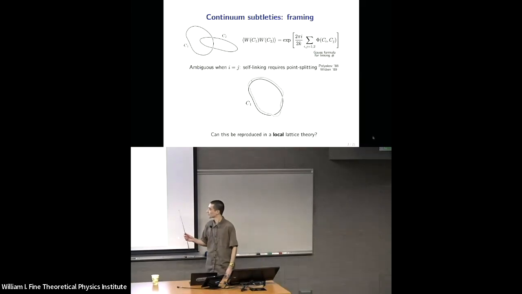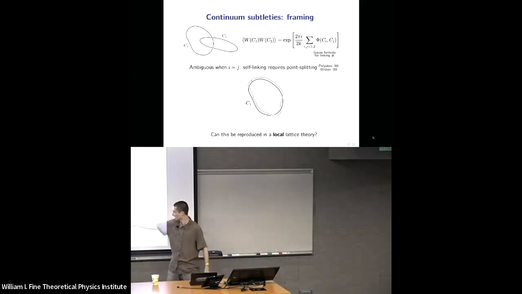The simplest correlation function we can look at in Chern-Simons theory is a 2-point function of Wilson loops. It's given in terms of this Gauss formula for the linking number. But crucially, in this sum we have to sum over i and j, and in particular there's a term where i is equal to j, and we have to make sense of this linking number formula for this curve and itself. That's not well defined; it's ambiguous. So we have to regularize this somehow, and this is usually done by some point splitting procedure.